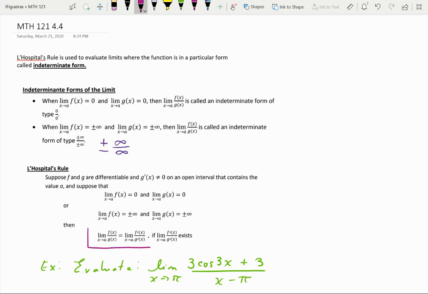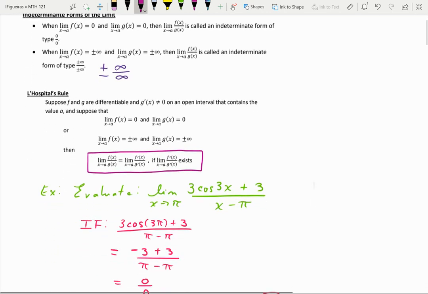It says that the limit of f of x over g of x as x approaches a is equal to the limit of f prime of x over g prime of x as x approaches a, as long as those derivatives exist. Taking the derivative of the numerator and the denominator often leads to something where direct substitution can be applied. In other cases, you might have to apply L'Hopital's rule more than once. So you'll see an example or two of that.